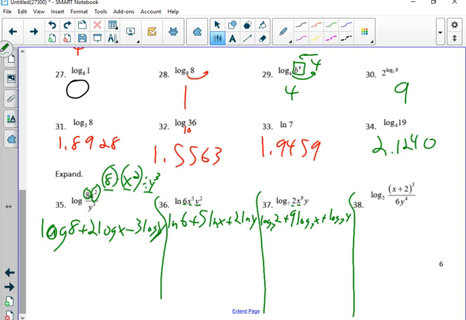And last but not least, we have 1, 2, 3 things going on. Exponent's going to come out in front. So that's 3 times log base 5 of x plus 2. In parentheses, leave it alone. Minus log base 5 of 6. Minus, the 4 comes out in front, log base 5 of y.